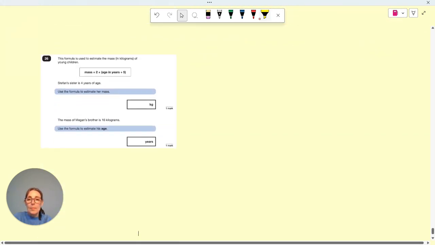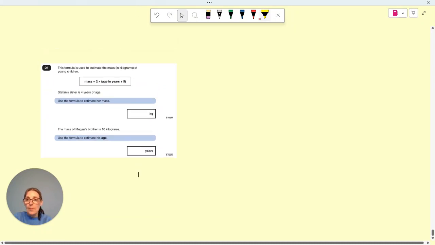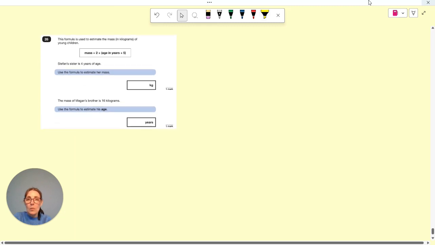One more. Oh, we've got a maths one again. Let's have a look. It's to do with formulae. So we have question 26. This formula is used to estimate the mass in kilograms of young children. We've got mass is equal to 2 times age in years plus 5.